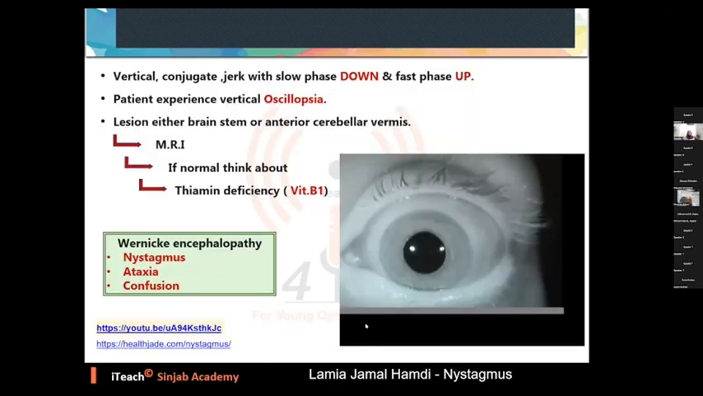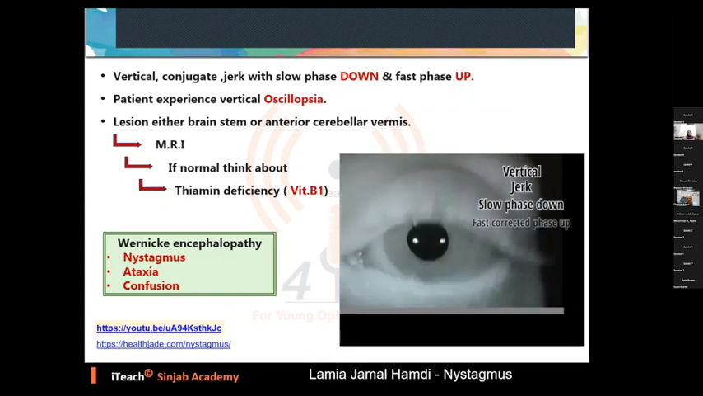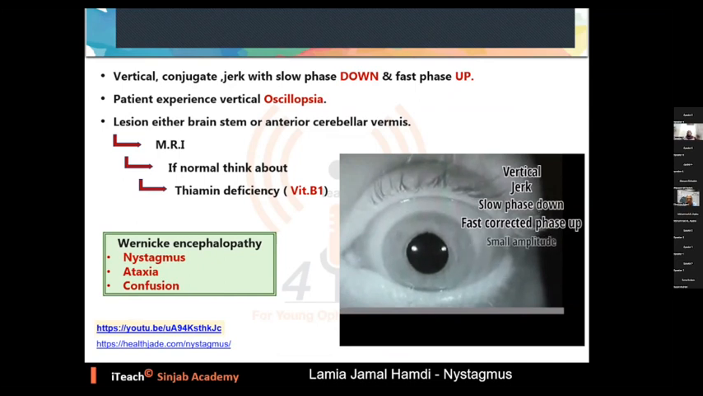This type, the upbeat nystagmus, is a vertical type. Shown in this video, it is vertical, jerk, conjugate. The slow phase is down while the fast corrected phase is up, similar to its name, upbeat. This patient is complaining of vertical oscillopsia, which means the patient sees objects moving up and down.